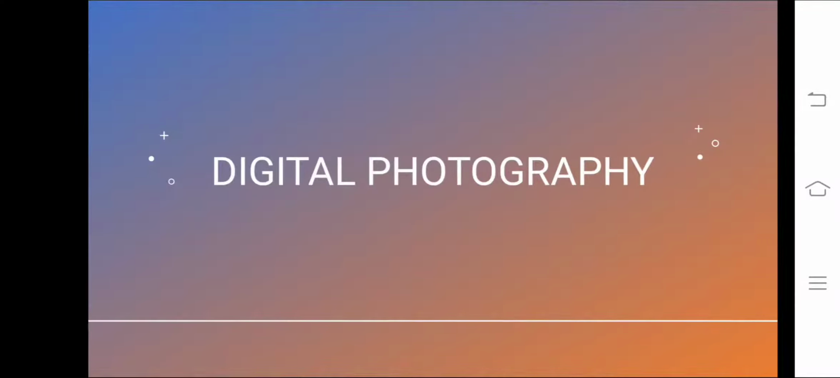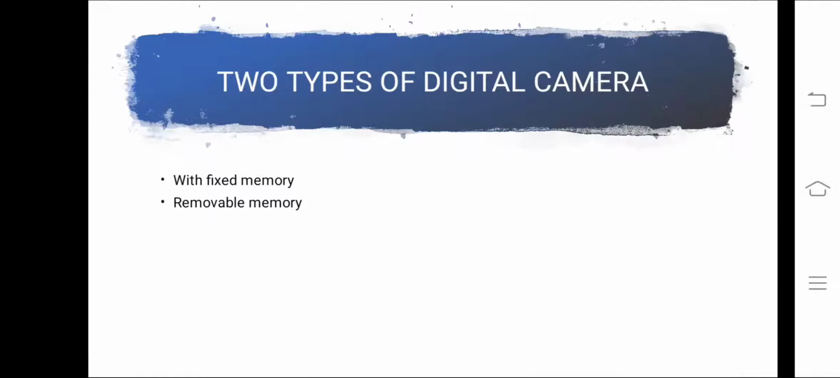A digital camera, as we all know, is a device used to capture images that can be enhanced in the computer or even in a software package such as Adobe Photoshop. Accordingly, there are two types of digital cameras. The first one is fixed memory and the second is with removable memory.